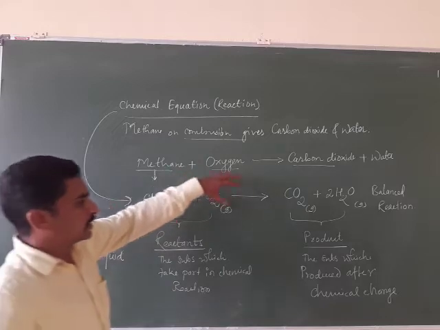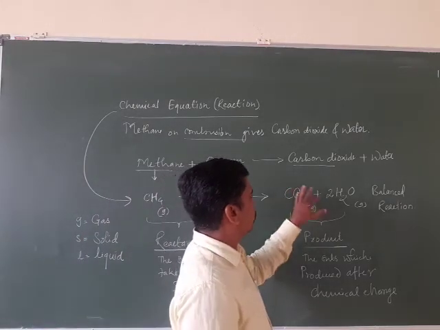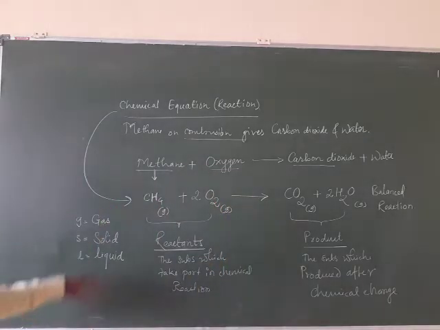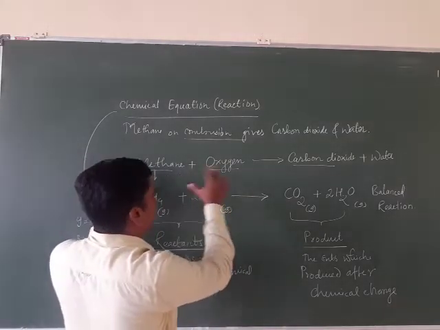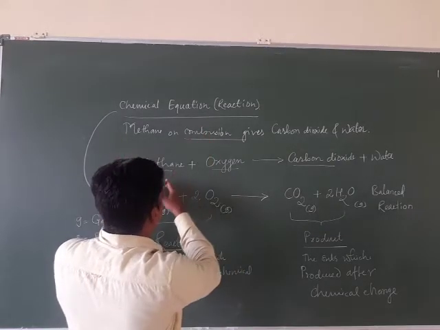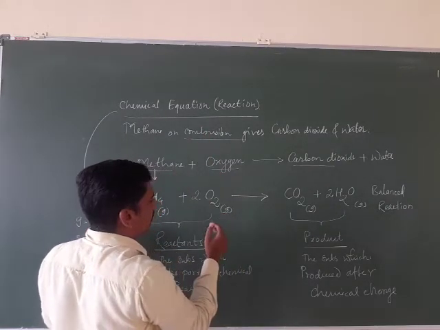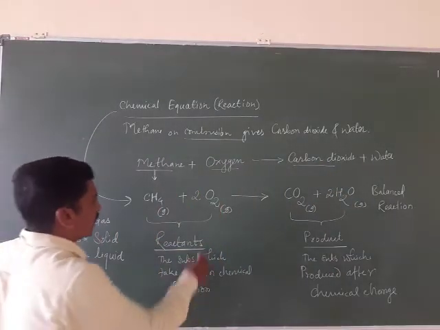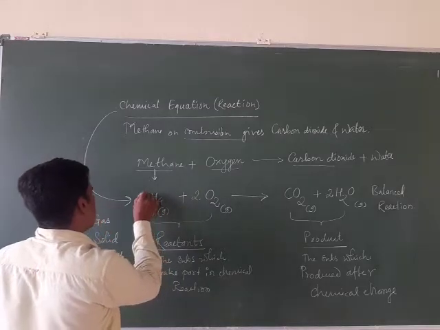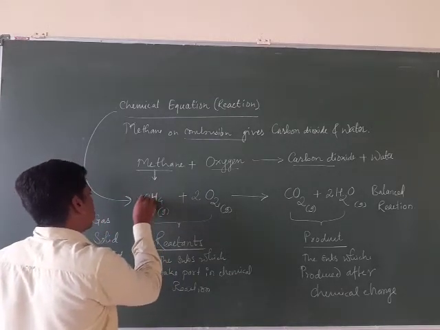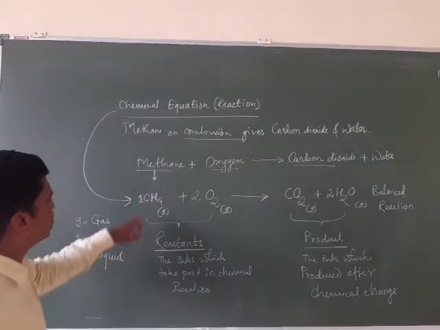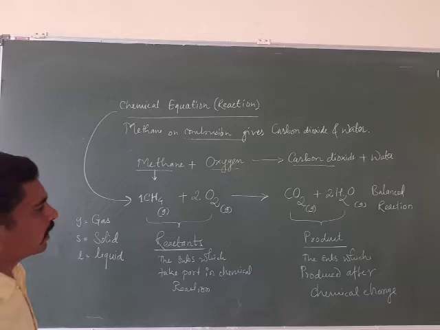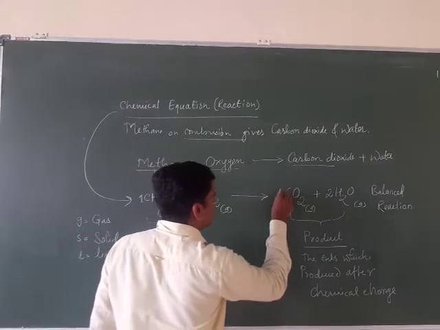So the substances which are produced or formed after a chemical change are called products. The main thing in chemical equations is reactants on the left-hand side and products on the right-hand side. Here we are not writing any number, which means it is 1. So here also it is 1.